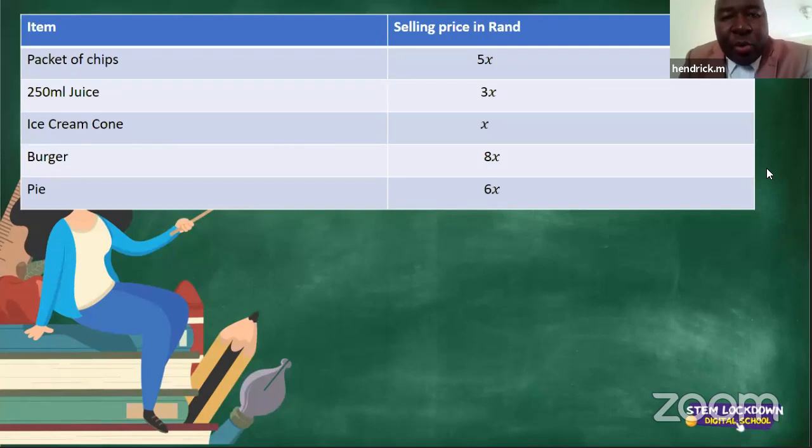Now, I'm talking about the selling price in rand, as well as the different items which are sold at the school. As you can see on the screen, the items are as follows. We've got a packet of chips, which costs 5x, a 250 milliliter juice, which costs 3x, an ice cream cone, a burger, which is 8x, and a pie, which is 6x. Now I want us to answer the following questions.